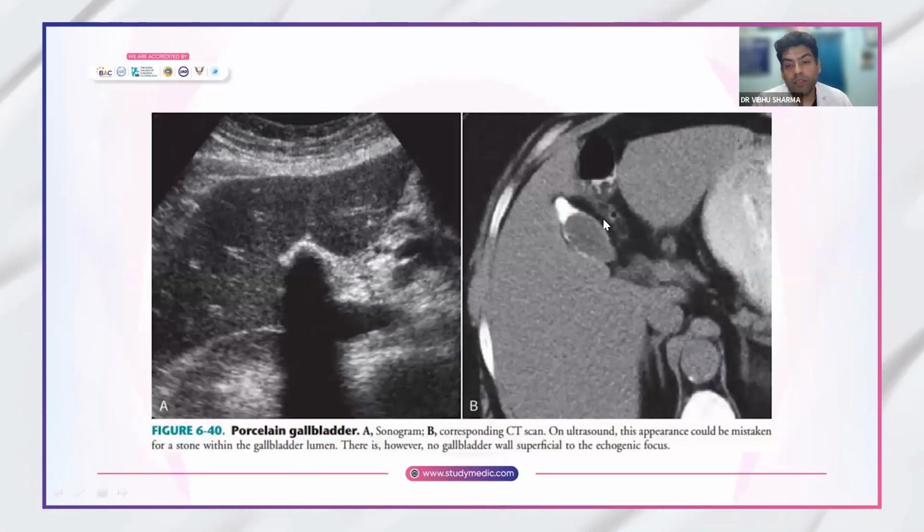Like here, CT is showing you the calcification along the wall. So this is a dense calcification at the fundal region, which is appearing like a stone. But this is a porcelain gallbladder. CT was more conclusive in this.